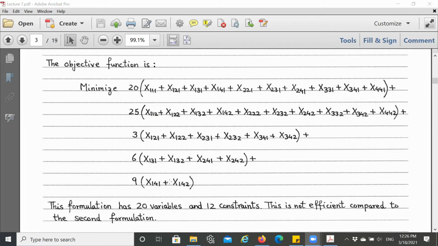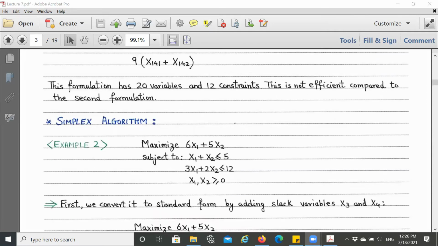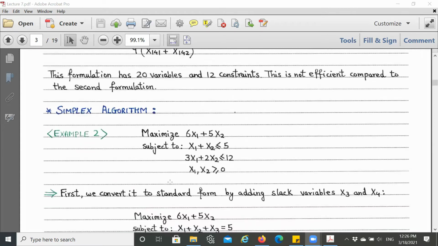Obviously, it's too long to solve it. So definitely there should be another way. So make sure that you practice enough to convert a problem statement into a mathematical LPP formulation.